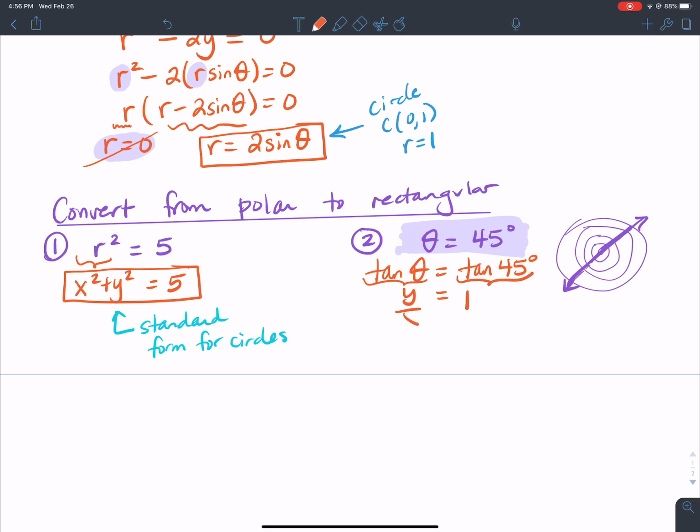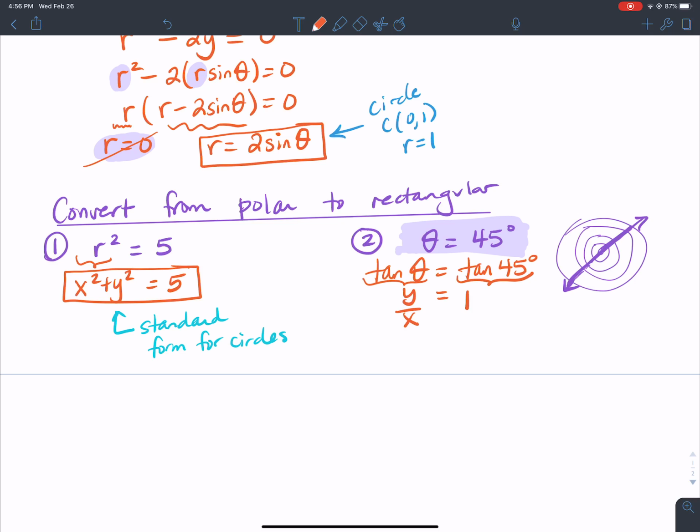And on the left-hand side, tangent of theta, we can replace using our conversions. It's y over x. So now you've gotten rid of the theta and you just have x's and y's, which makes it rectangular form, which is nice. But saying y divided by x equals 1 is not the standard way to write down the equation of a line. So you're not actually done with the problem.